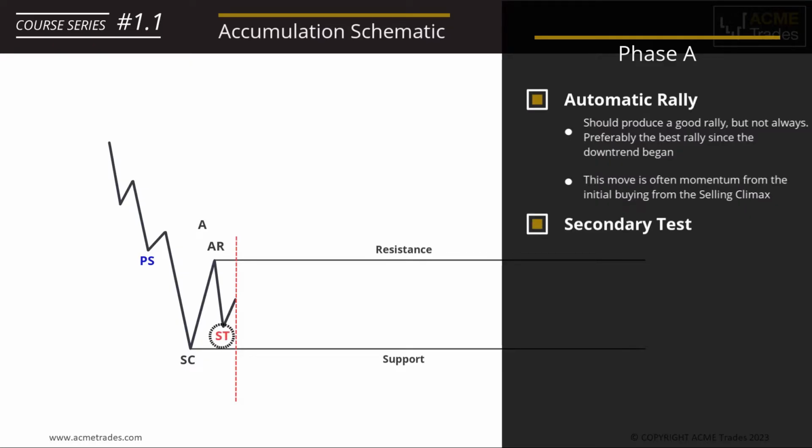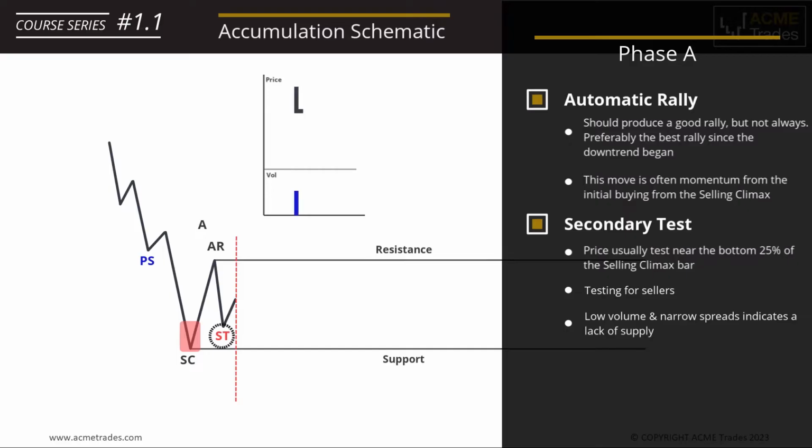Lastly, to the secondary test. And here price will usually test near the bottom 25% of the selling climax bar. And this test is essentially looking for sellers. Low volume and narrowing spreads are indications of a lack of supply.